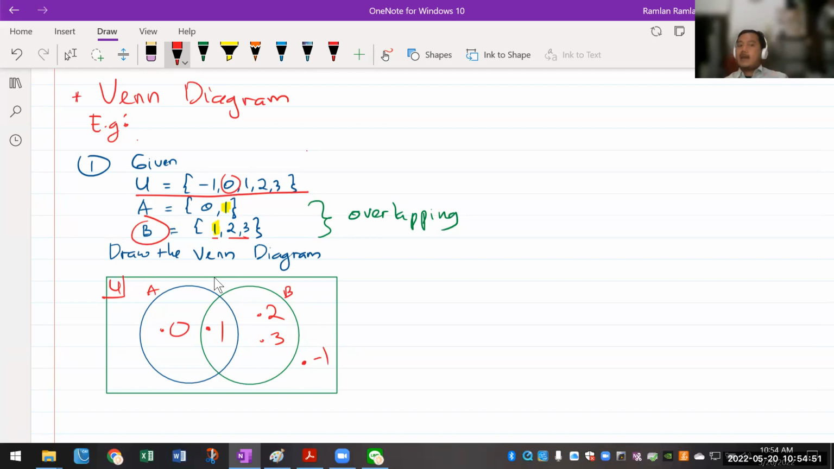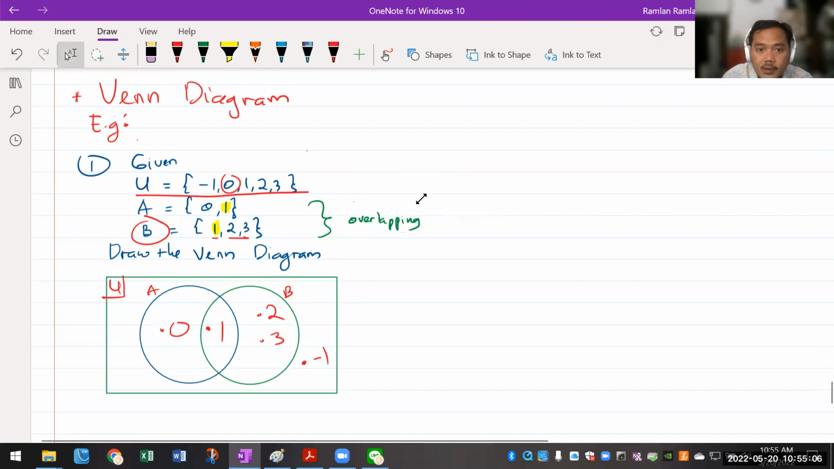Okay, so this is how you draw a Venn diagram. Okay, next example. I'm going to put the next example on the right side, so that the example is visible. Okay, here we go. Second example.